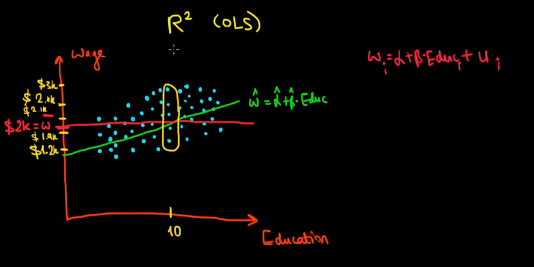In this video, let's start working on the concept of R squared, and we'll do so by using this graph. We'll understand what the concept of variation means, and using those concepts we'll be able to define our R squared. Now recall, this is the relationship between education and wage.